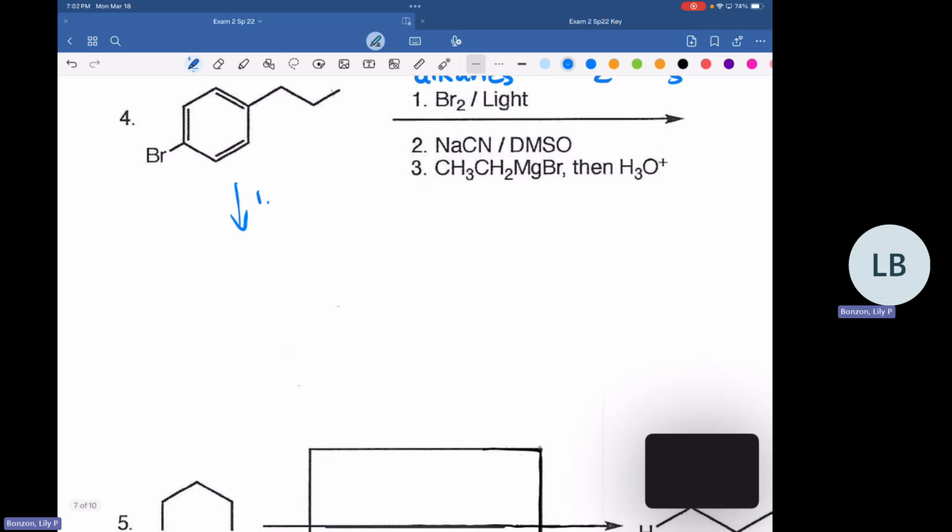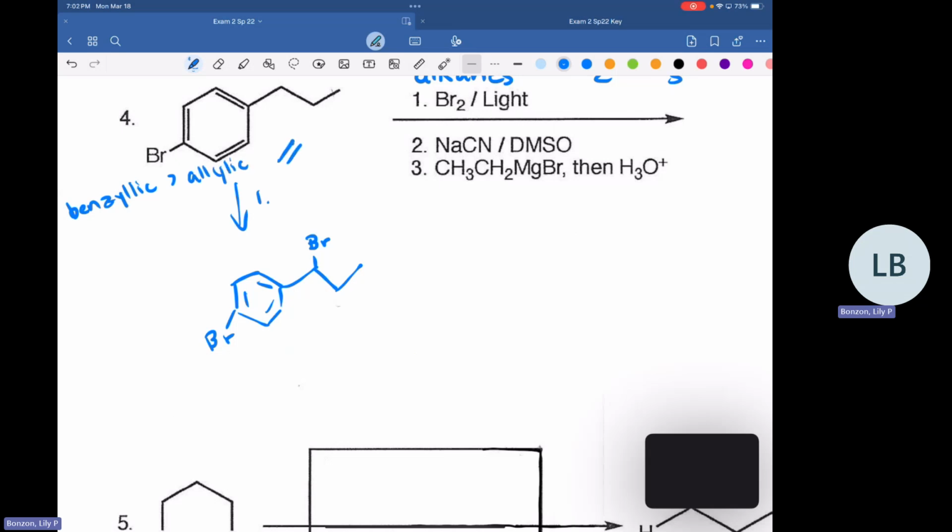So it's going to add to the most stable position on that alkyl chain. And so in this case, the most stable position is going to be the benzylic position. This is a good thing to know for facts as well. Benzylic position is more stable than allylic, which is also next to a double bond, but not in a benzene. So you can just keep that in mind as well.